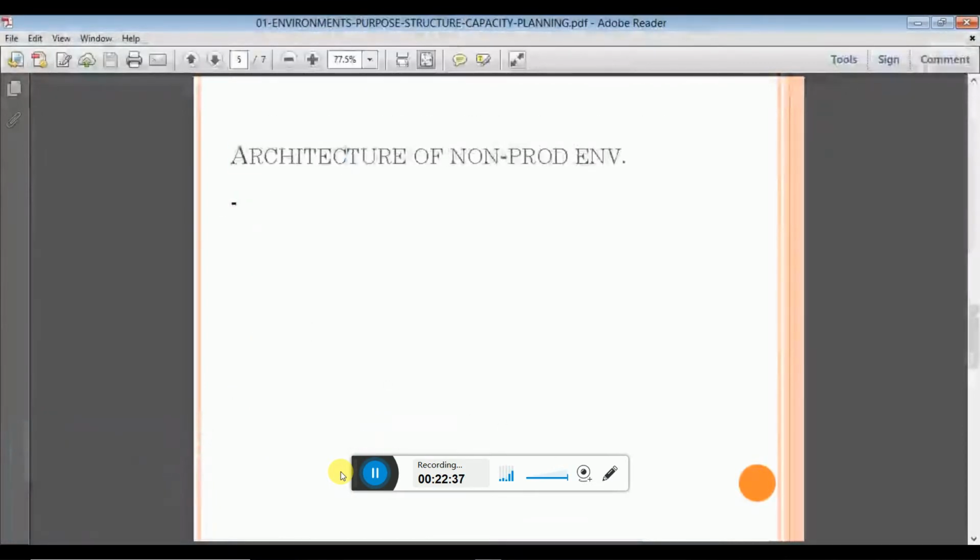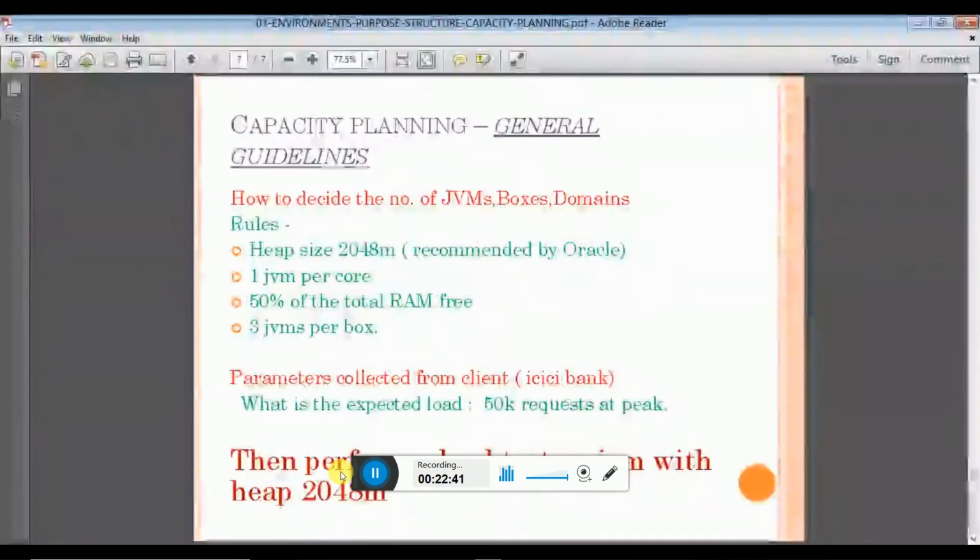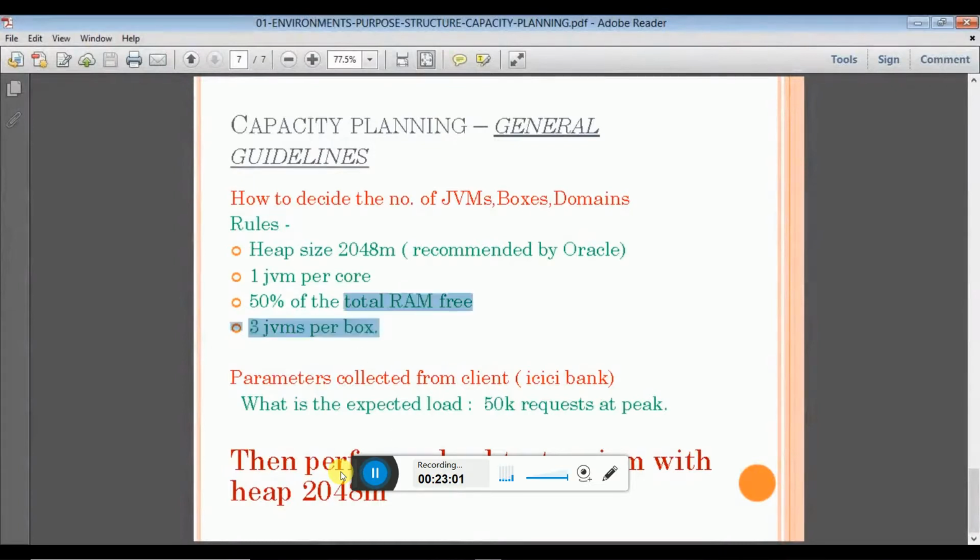We have seen the architecture of non-production. We have seen the architecture of production. The capacity planning general guidelines, I just told you: heap size of 2048, recommended by Oracle. In production, 1 JVM per core, 50% of total RAM should be free, 3 JVMs per box. These are the assumptions that we are making.